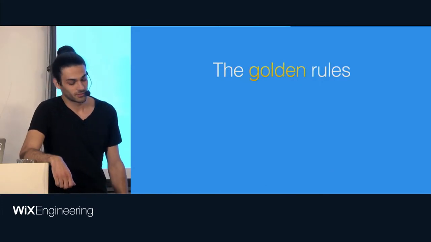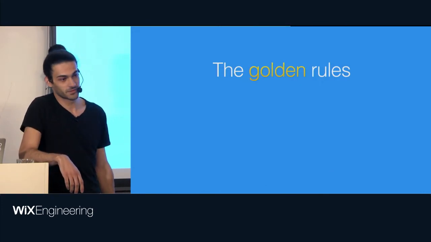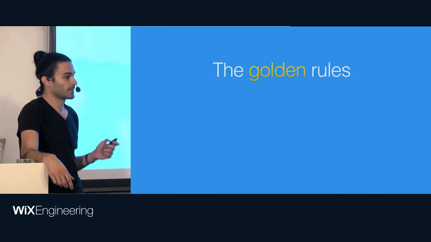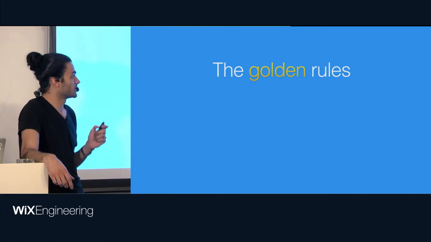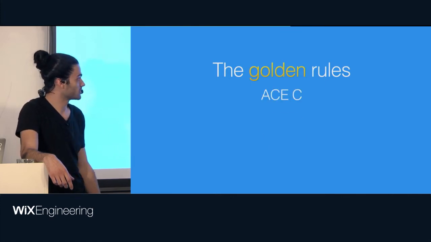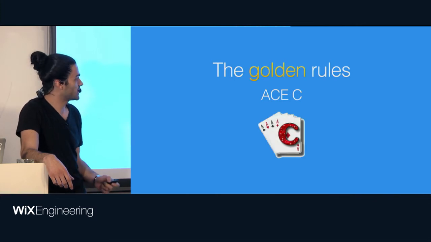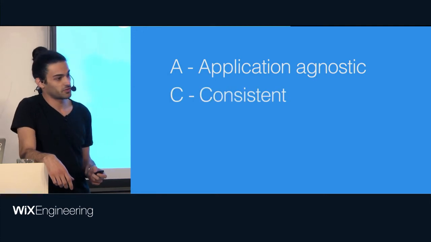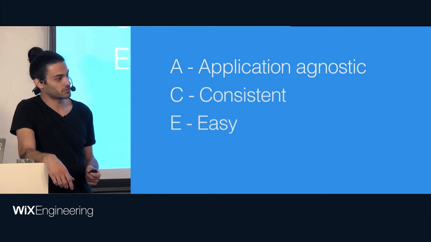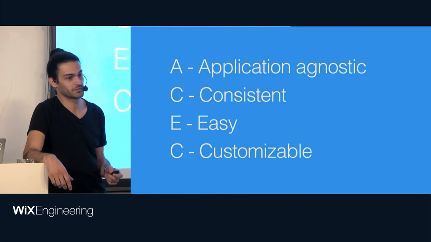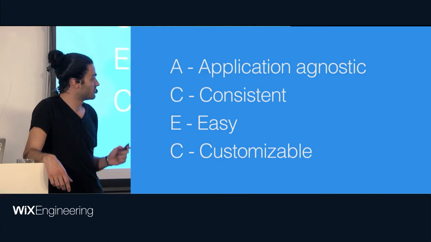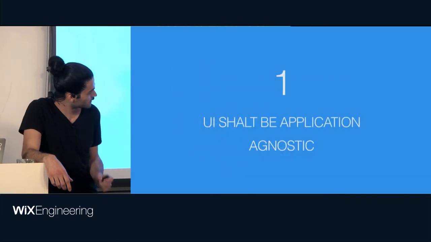So which leads us to the golden rules. These are the key engineering concepts that we came up with and on which we based our solution. And these are important. And I put it in an acronym so it will be easy to remember. I call this ACC. A for application agnostic, C for consistent, E for easy to use, and another C for customizable. These are the 4 commandments of UI. If you follow these, you're good to go.